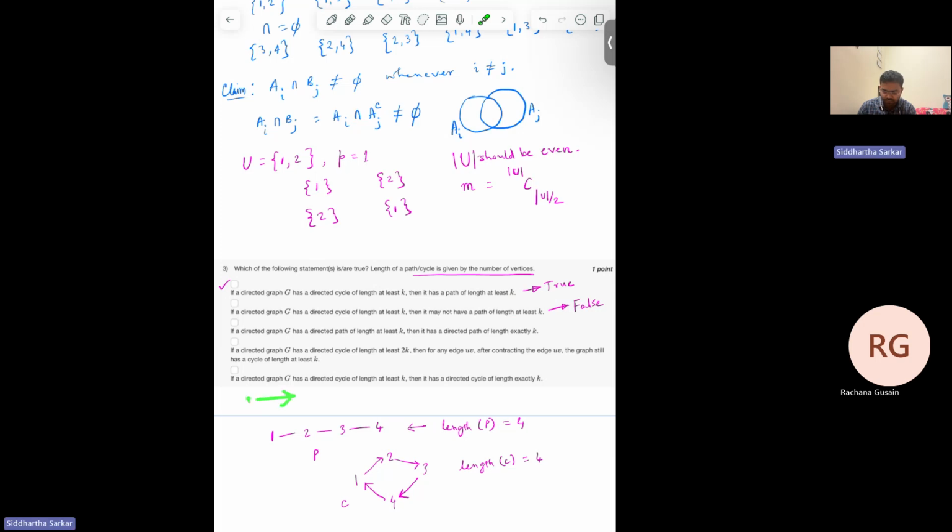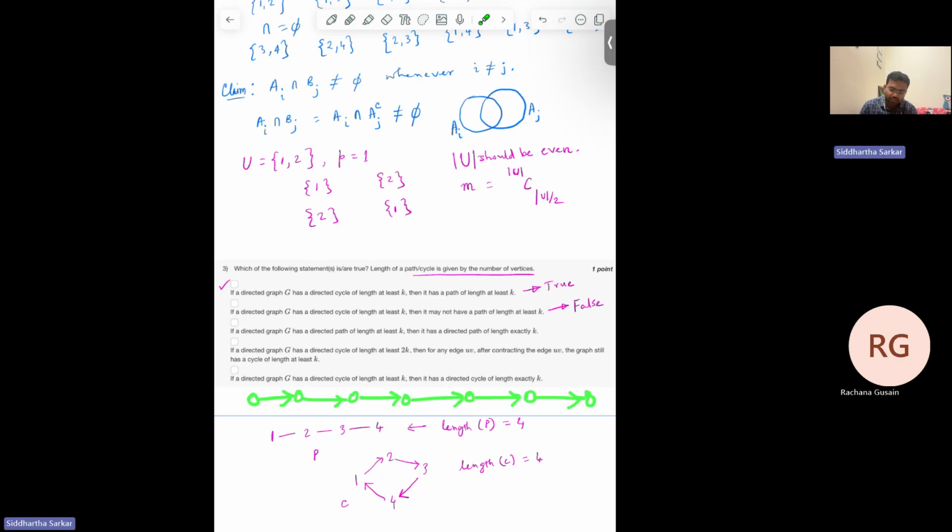So there is a directed path, and I know that the length of this path is at least k. So it could be even larger than k. So the number of vertices taking part in this directed path is k or more. Then it has a directed path of length exactly k as well. Okay.